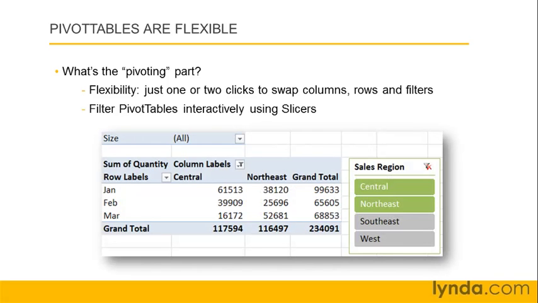Also, we can filter tables interactively with a feature called slicers, and slicers are new to the 2010 version of Excel. In addition to pivot tables, Excel also has a feature called pivot charts, where we can make a chart of all our data, and we'll look at pivot charts also in this chapter.